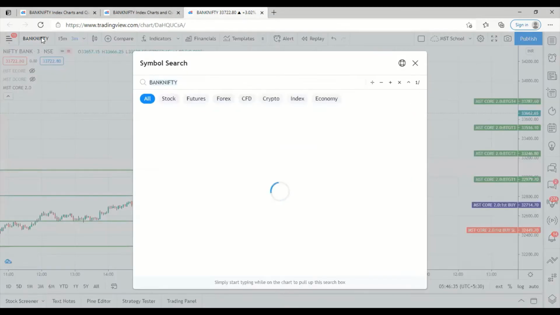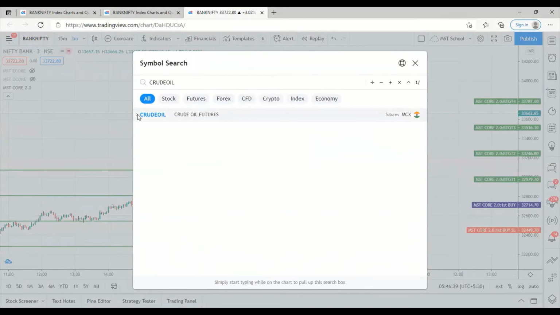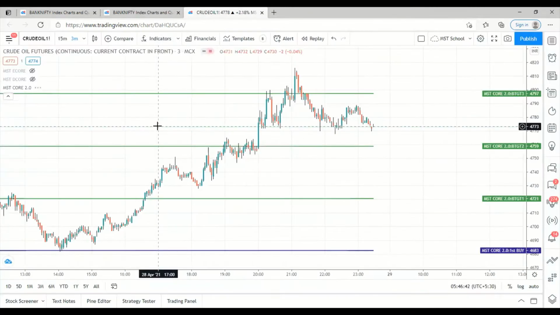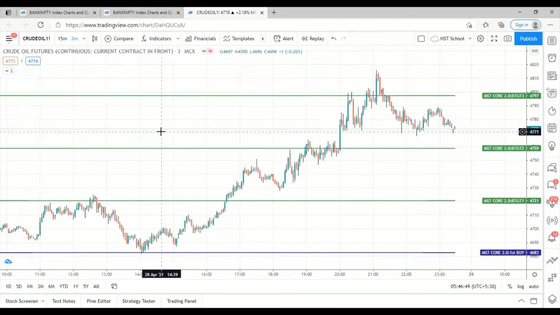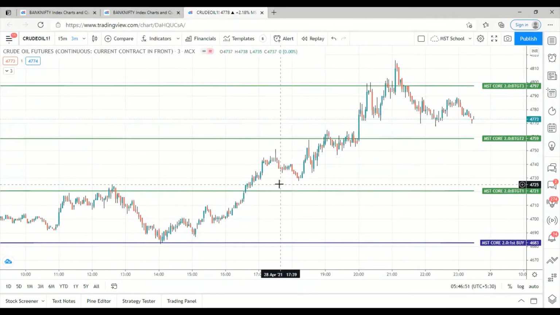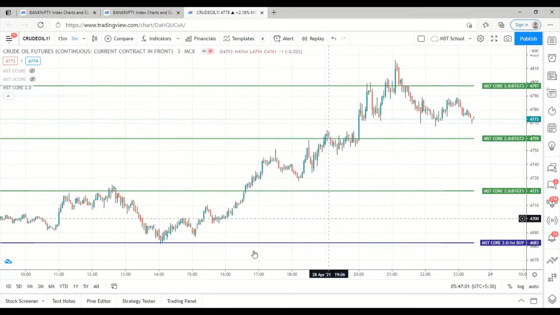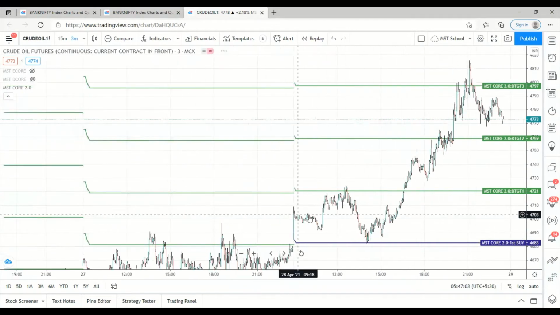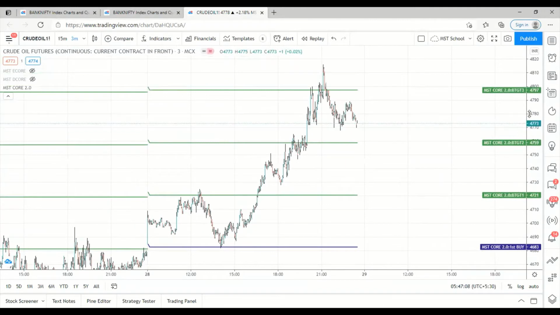So here you go and type crude oil. Select the current feature. Then always keep it in 3 minutes time frame. By default, it will be enabled for the first buy, first sell, second buy, and second sell. Now what you have to do, after 9:35 or 9:40, you have to open the chart.